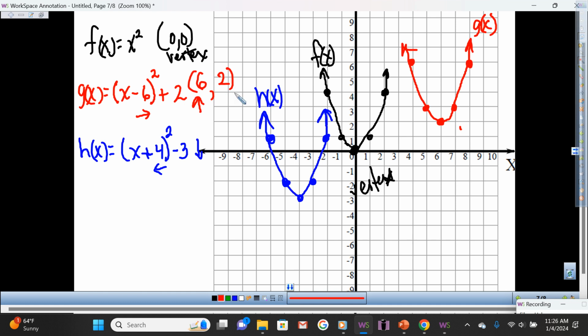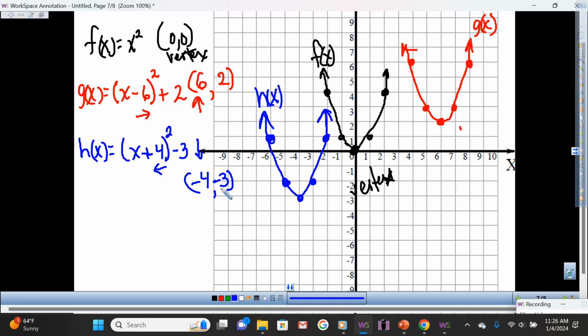And with that said, tell your neighbor the vertex for the blue one and write it out. All right, tell your neighbor what you got. And then we'll have Trinity share. Trinity, vertex. -4, -3. Okay.